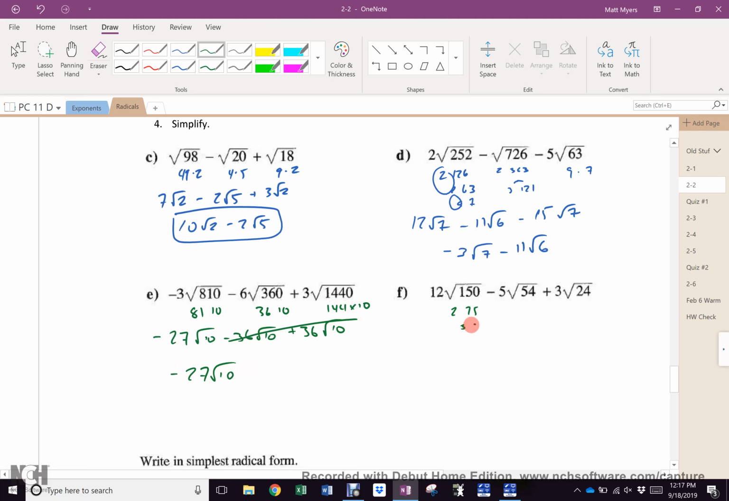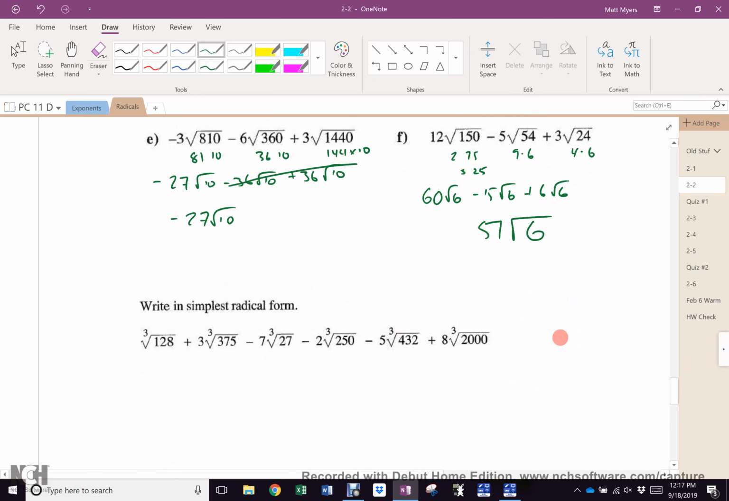275, 325, and I stop there. 60 root 6. 9 times 6 minus 15 root 6. 4 times 6 plus 6 root 6. 51 root 6. That is a 1 because there's no little cross there. Any questions? No, of course not.